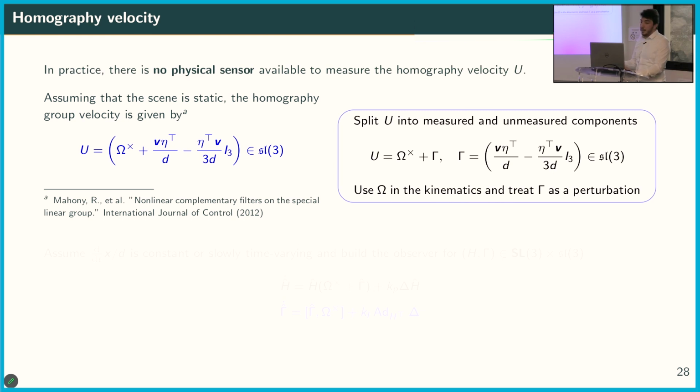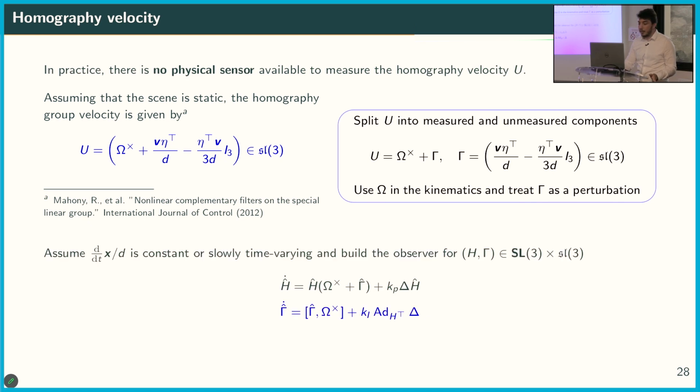So how can we estimate this gamma? We have to make some motion assumptions to simplify its dynamics. For example, if I assume that the derivative of x over d is constant, which means that this is a linear motion parallel to the scene or exponentially converging towards it, then I can design another observer for h and gamma together.